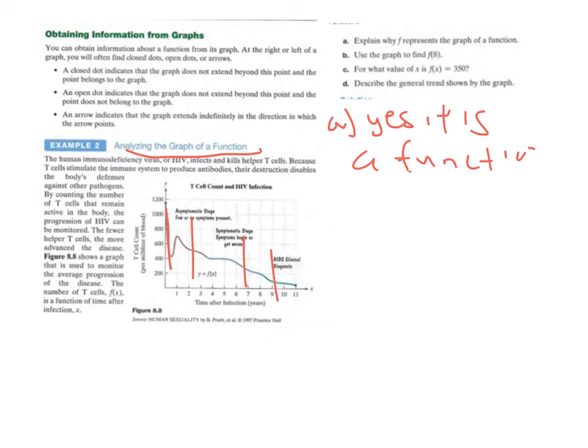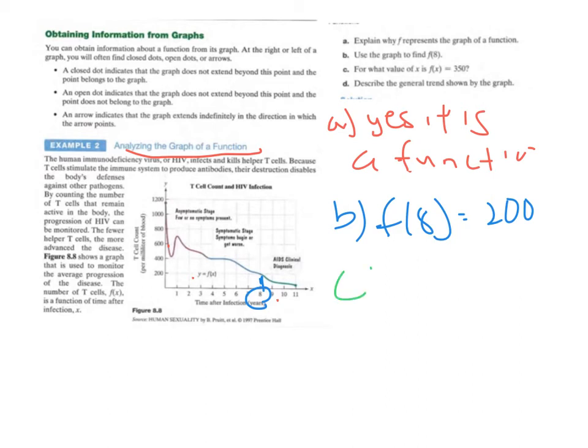So then letter B, I'm going to erase the red vertical line. Letter B says, what is the graph when f of 8? That means where x is 8, so if I go up to the graph, it looks like I get 200. So f of 8 equals 200 T cells.